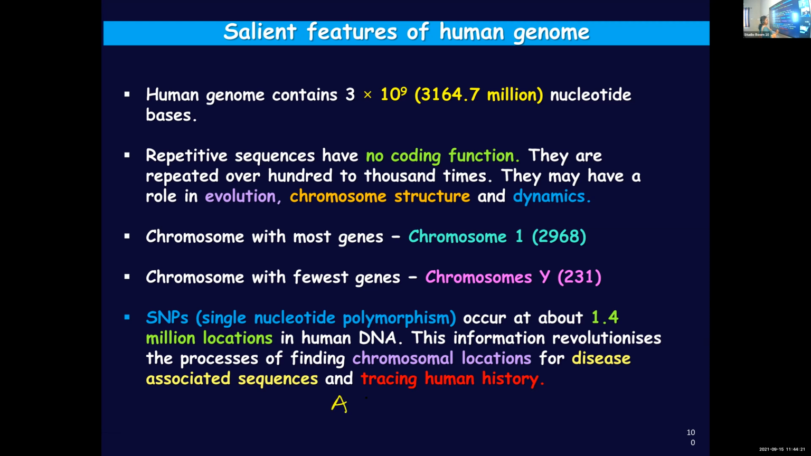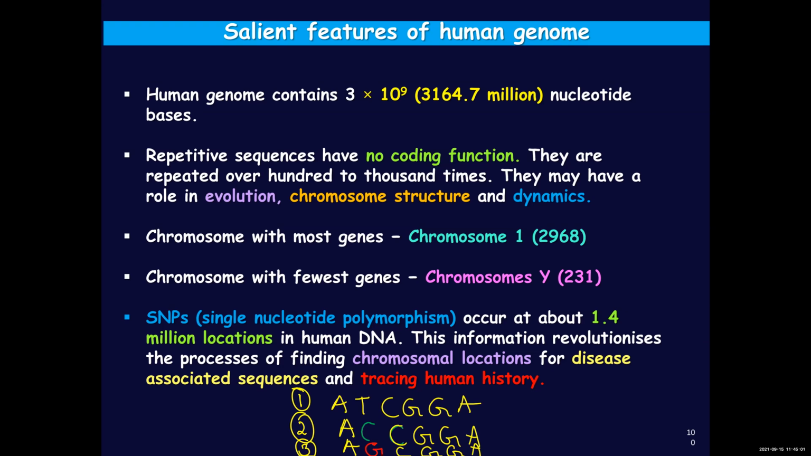A, T, C, G, G, A. In person 1 it is like this, and in person 2 it can be A, C, G, G, A. And maybe in the third person, it is G. That is what single nucleotide polymorphism means. A single nucleotide changes. It affects just one nucleotide base.